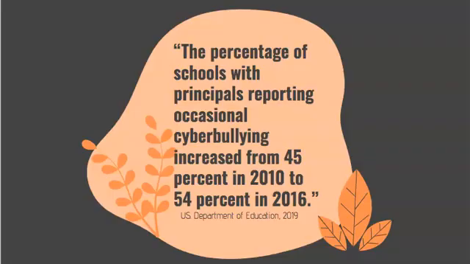Now, this is a quote from the U.S. Department of Education. It says the percentage of schools with principals reporting occasional cyberbullying increased from 45% in 2010 to 54% in 2016. So in just 6 years, the percentage of schools where principals were reporting occasional cyberbullying increased. And it's been noticed that the more goals that schools have on cell phone use, the more increase we're going to have with cyberbullying within that school.